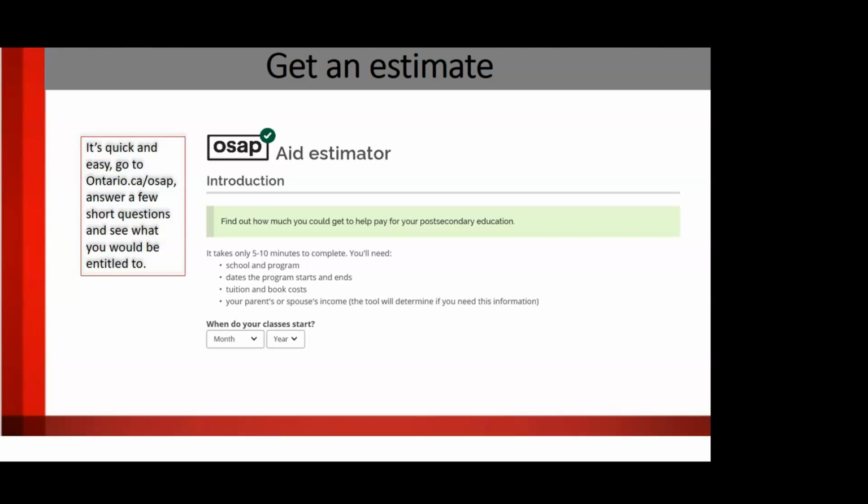To get an estimate, it's quick and easy. You go onto the Ontario OSAP website. You answer a few short questions and see what you would be entitled to.